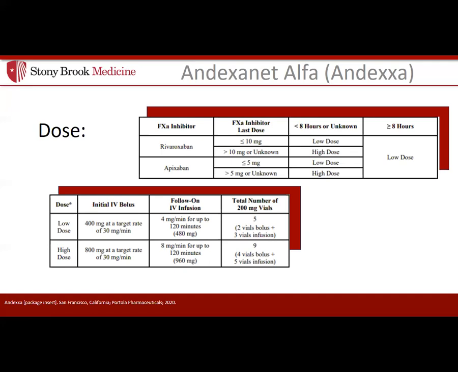If they're taking more than 10 milligrams or the dose isn't known, they're going to get the high dose. If the dose isn't known, they're just going to assume it was a high dose just to cover themselves, and they're going to give the high dose. In terms of apixaban, the cutoff is 5 milligrams.